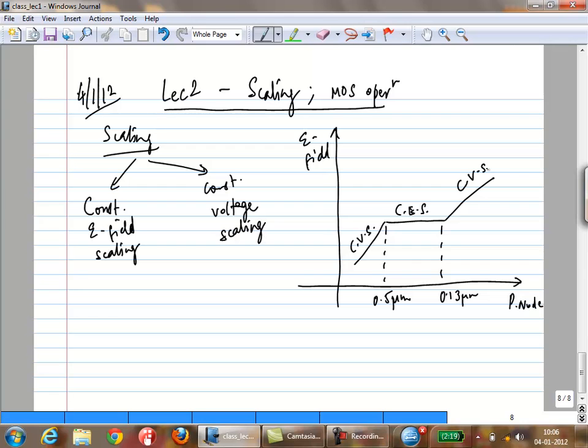For example, if you look at a 0.5 micron process, the supply voltage is 5 volts. If you go to a 0.35 micron process, supply voltage would be 3.5 volts, right? For a 0.25 micron process, supply voltage is 2.5, and so on, till you reach 0.13, where supply voltage is around 1.3 volts. But after that, in the latest processes like 65 nanometer and 45 nanometer, the voltage has stayed almost constant, at almost 1 volt. So we are right now doing constant voltage scaling.